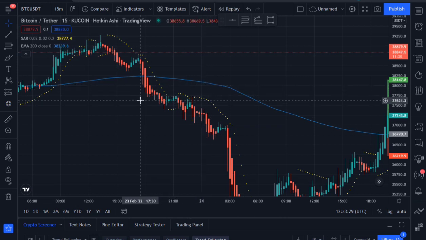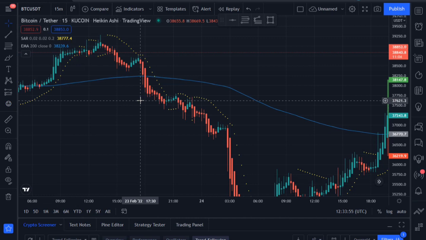Now let me say something before ending this video. You have to know your support and resistance areas in order to successfully make profit from this trading strategy. Yeah, you heard me right. You have to know your support and resistance areas in order to know the entry and exit points for this indicator.